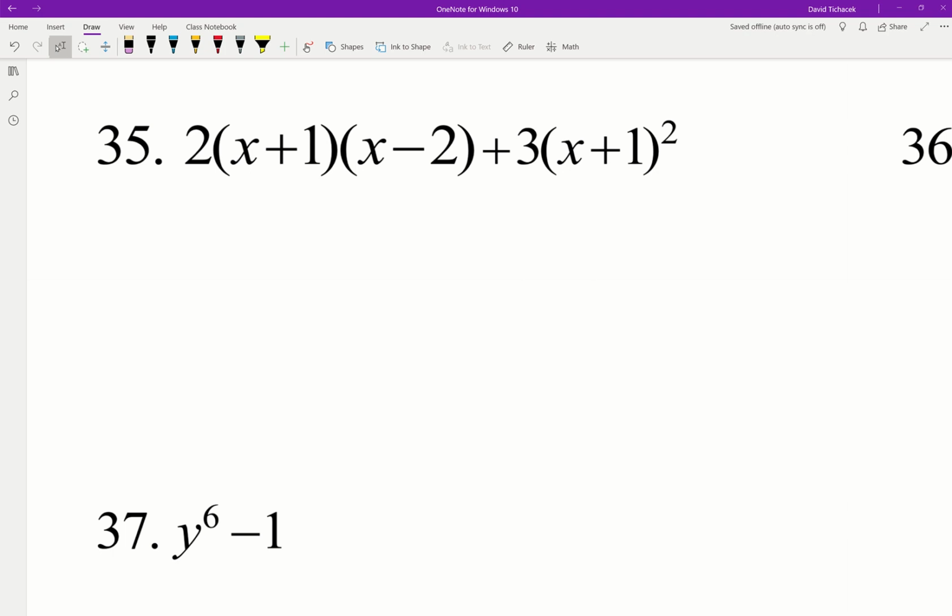Okay, so maybe let's take a look at number 35, and then we'll finish the video up. All right? So again, don't forget how we're going to look at this. We have two terms in this whole expression. They're separated by this big plus sign right here. So I've got this first term plus this second term.